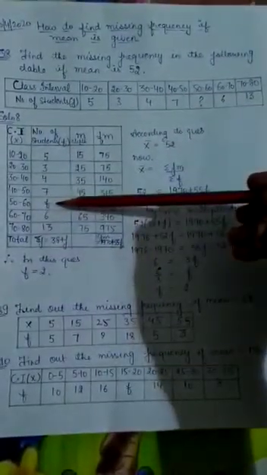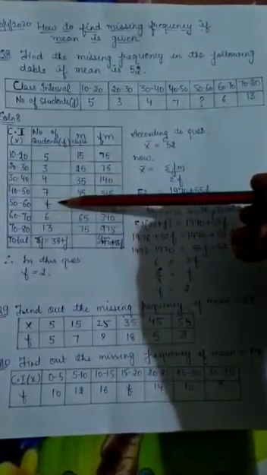We have to write the class interval as given in the question. We will make a total column also. Then we will write the number of students, that is the frequency. Where the question mark is, at that place we will write f, because we don't know what the frequency is.